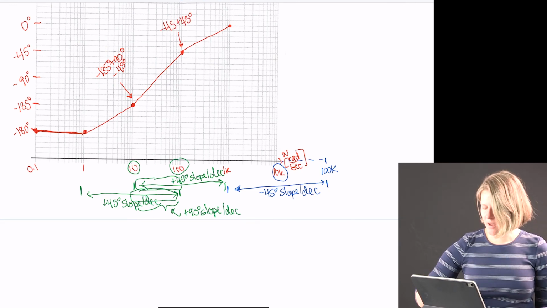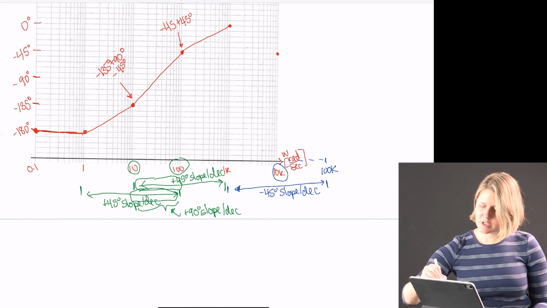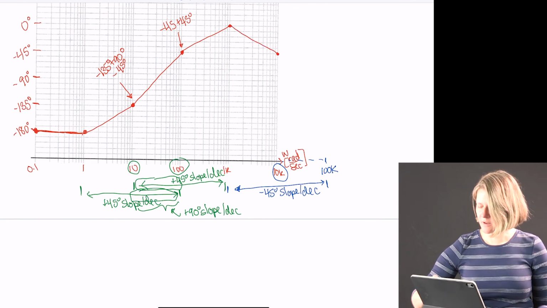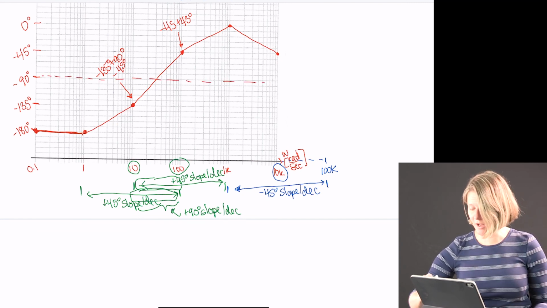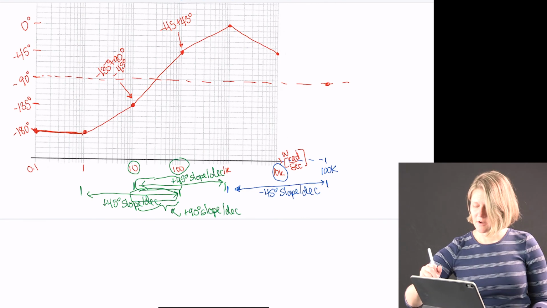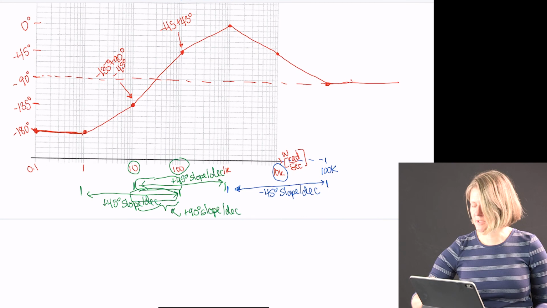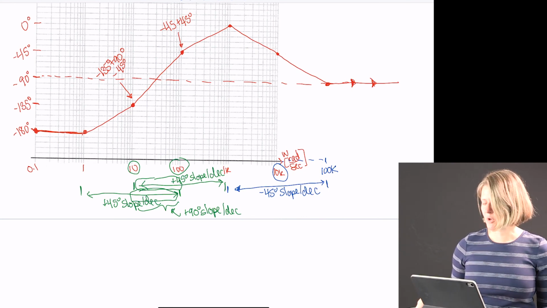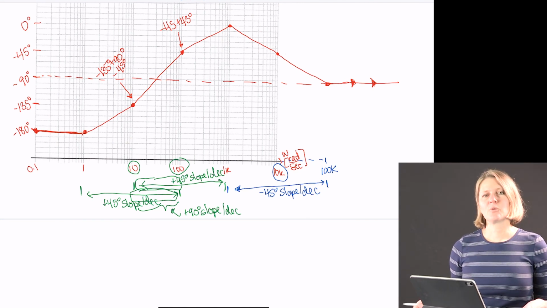And then I have a negative 45 between 1K and 100K. So I'm going to go back down to negative 45. And then I'm also going to go back down another negative 45 to be at negative 90 for 100K. And then I have no more effect, so I'm going to stay at that negative 90 degrees basically forever after that. So at 100K I'm at minus 90. At 1 million I'll be at minus 90 degrees too. So this concludes the solution.